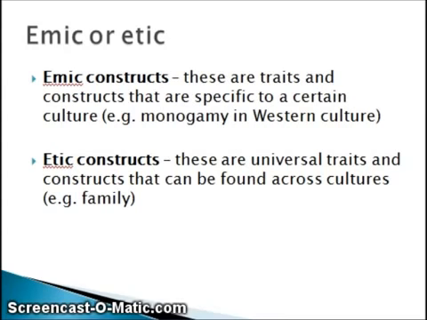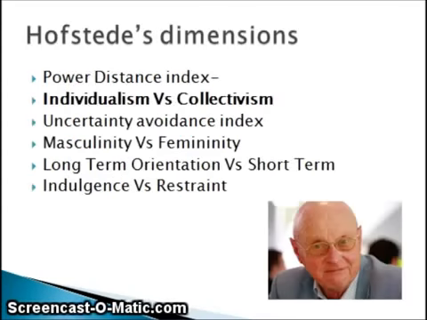So, moving on from that, this is Geert Hofstede. Hofstede came up with various dimensions of how we could look at a society. So we've got the power distance index. That's seeing how much power an individual expects to have and how much power they expect their government or their rulers to have. And we can be either high or low in any of these characteristics.